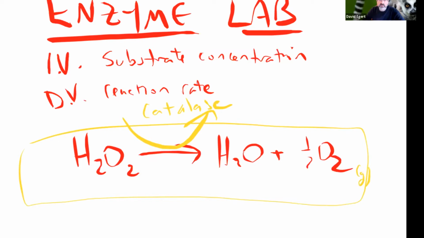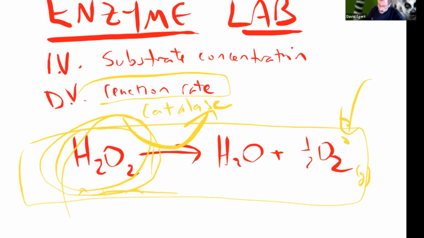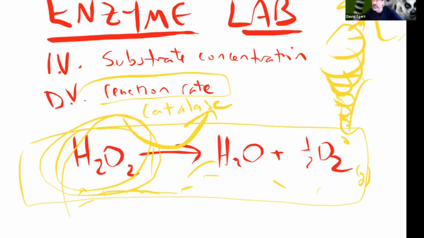Part of the reason why this one is a good one to look at is you can tell that it's going because it makes oxygen bubbles. We're interested in reaction rate, so we need some way to measure that the reaction is going and how fast it's going. The more the hydrogen peroxide breaks down, the more bubbles are produced. The faster it's going, the faster the bubbles are produced.